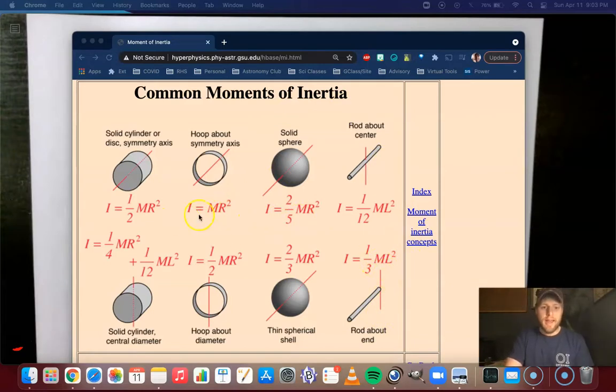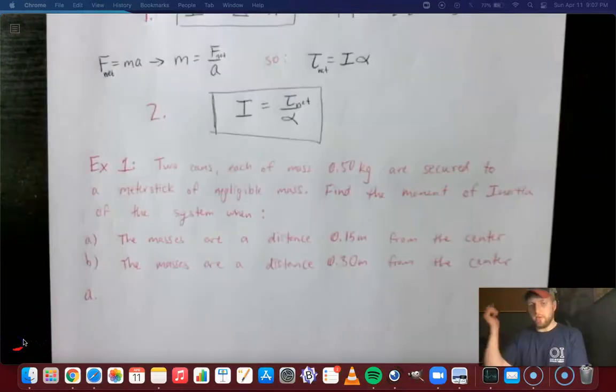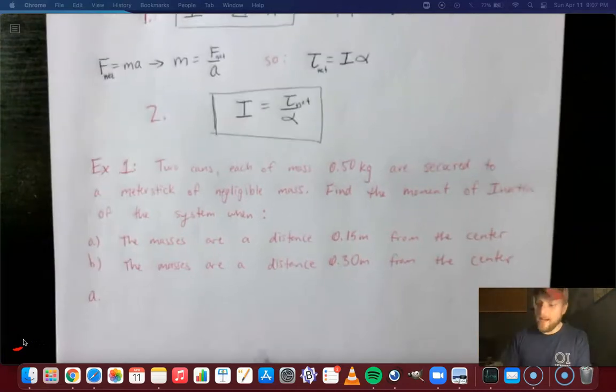But each one has just a constant out in front times m times the distance squared, and so you'll use this if you ever don't know the moment of inertia. Often it will be told to you, though. I'd like to show you a couple of examples. Let's go back to the one I mentioned with the cans.